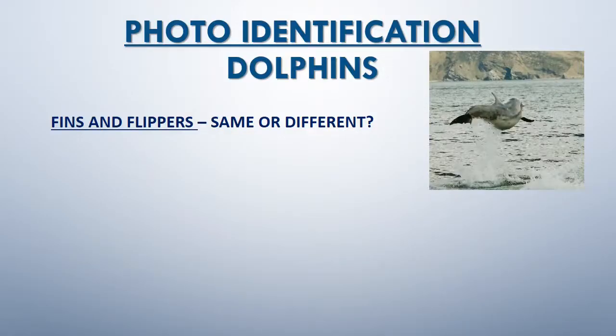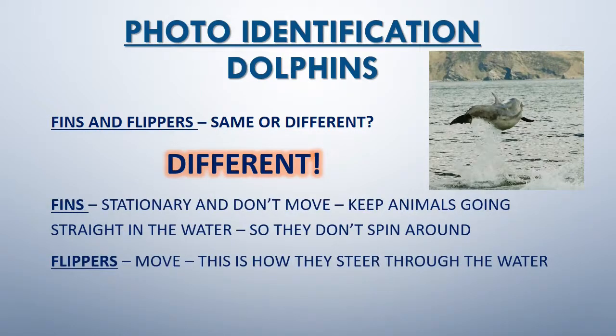So now that I showed you some different parts of the dolphin's body, the fins and flippers, do you think they work the same or do they work differently? If you chose differently, you're correct. The fin that sits on the dolphin's back is stationary and doesn't move. Its purpose is to keep the dolphins going straight in the water. If they didn't have this fin, when they swam, they would just spin around and around and around, and that's not very helpful. So the flippers, they're the ones that move. This is how the dolphins can steer through the water.